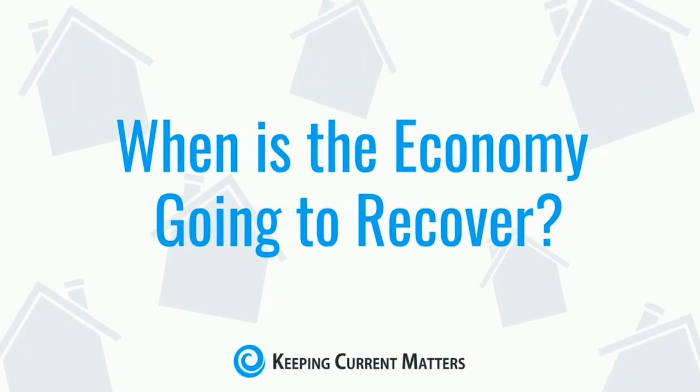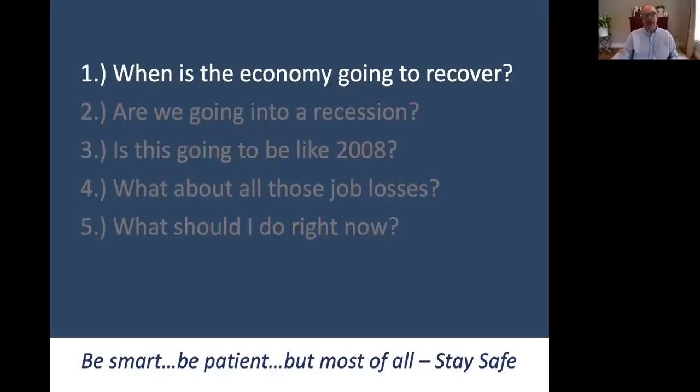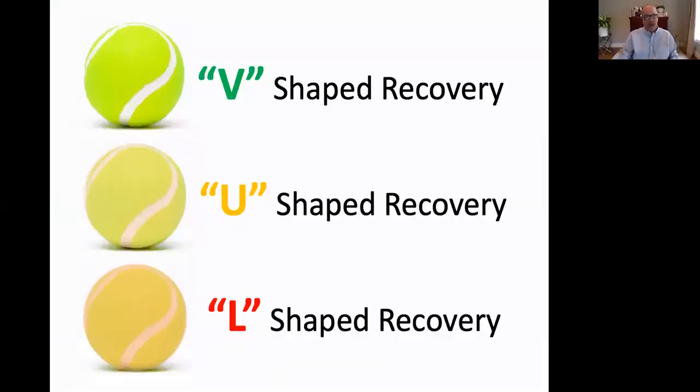When is the economy going to recover? And I want to set it up this way with three commonly held shapes of recoveries. I've used here this tennis ball example, and it's probably the best way I know to communicate what are those types of recoveries that we traditionally see.